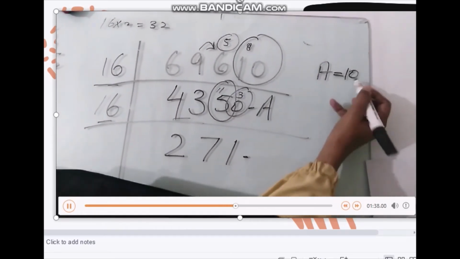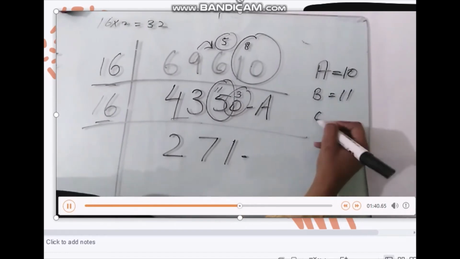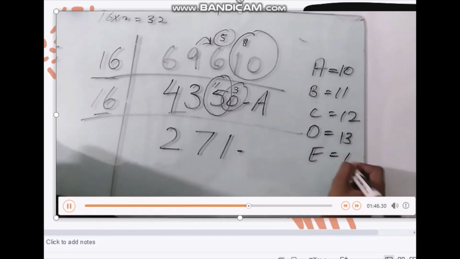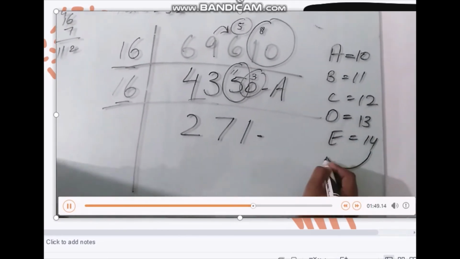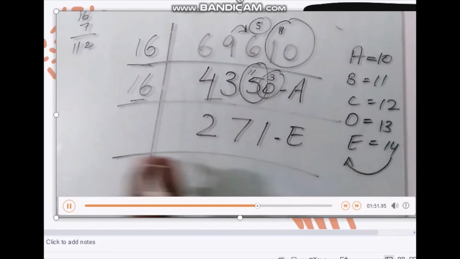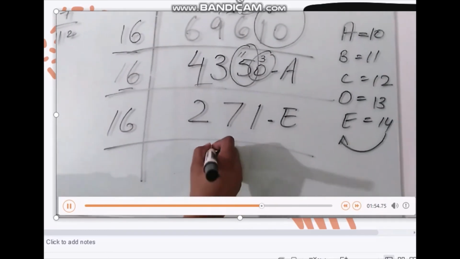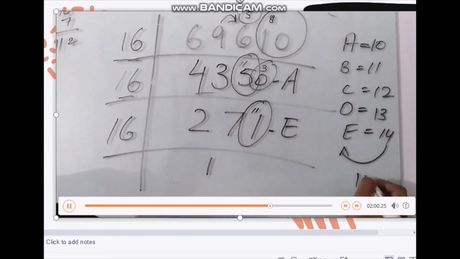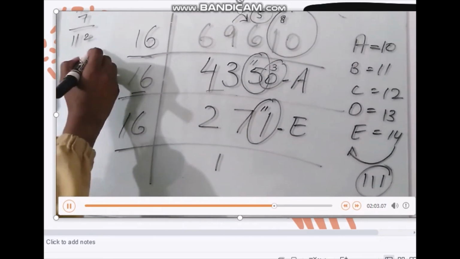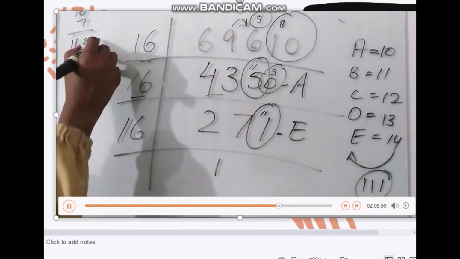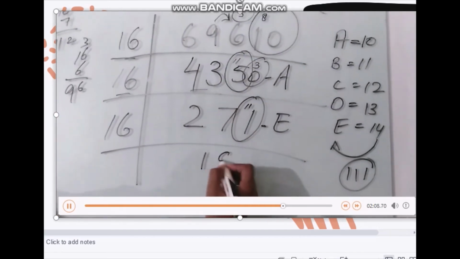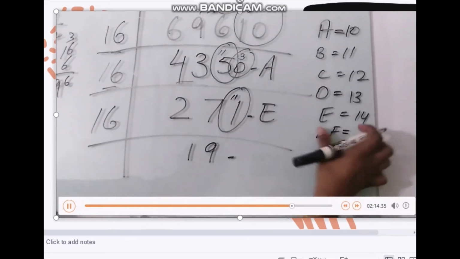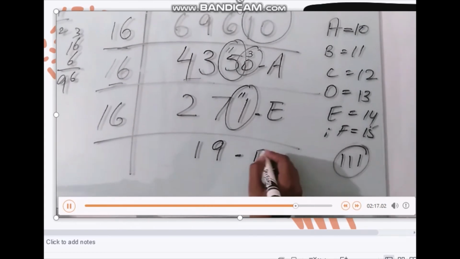First you have to remember that A is equal to 10, B equals 11, C 12, D 13 and E 14. So the remaining number is 14, but we don't write 14, we write E here. In the next step, we write 16 ones are 16, the remaining number is 11, so it becomes 111. If we multiply 16 with 6, we get the number 96. So we write 6 here. Now the remaining number is 15 and F is equal to 15. So we write F here.